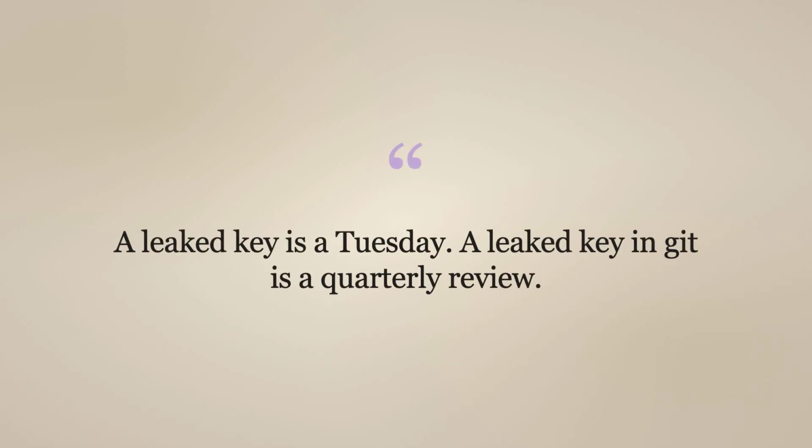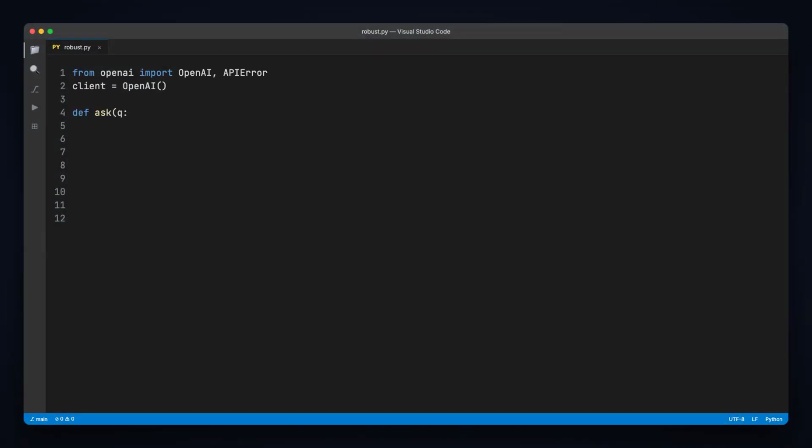A leaked API key is annoying. Rotate it and move on. A leaked key committed to Git is a quarterly review. Treat secrets accordingly. Production ready means wrapping the call in a function with a timeout and error handling.